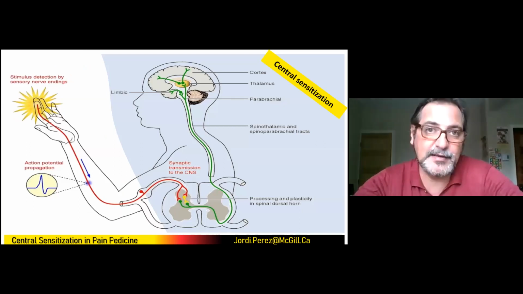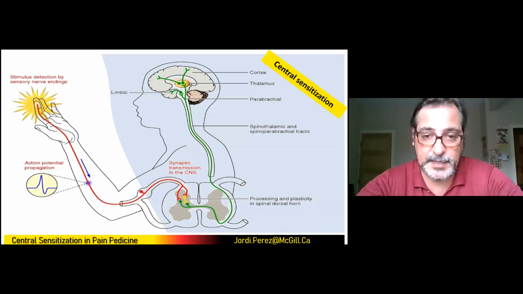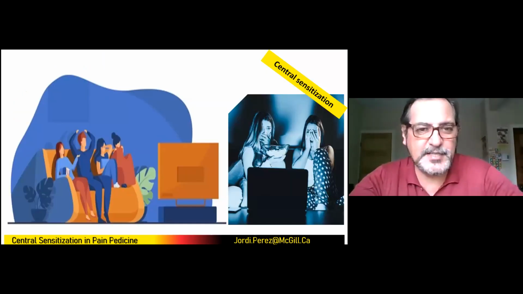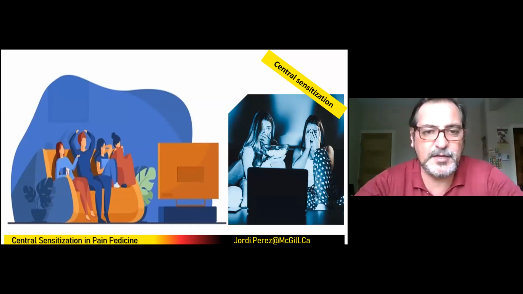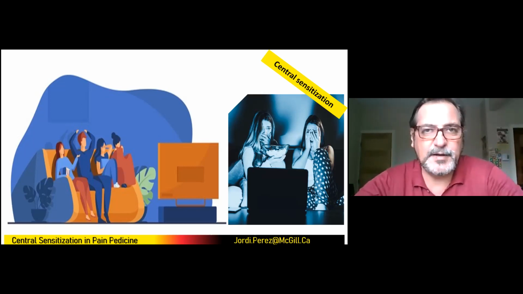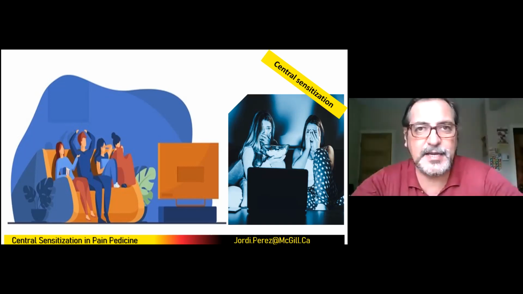Just to make it clear, central sensitization is the changes happening from the first synapses up to the brain, up and down. So how can we explain central sensitization? Imagine that you're with your friends and your family watching a movie, and everybody's fine. The movie is very funny. You're having a good time, and suddenly the doorbell rings, and the pizza is here. So somebody will get up and get it.